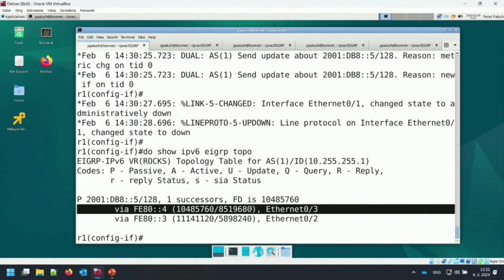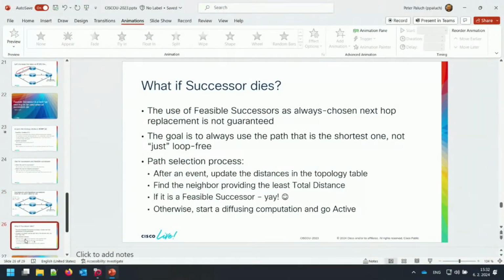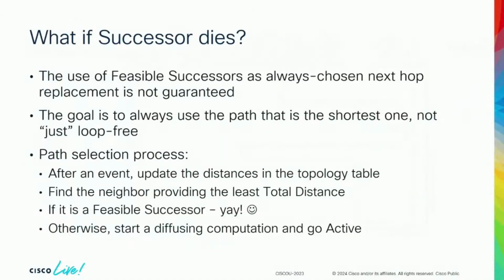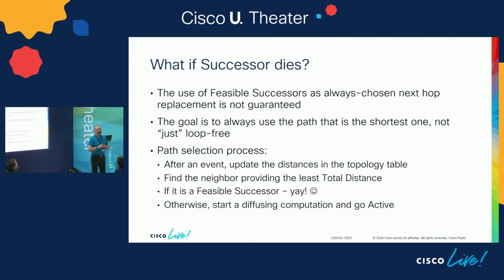So the whole logic that EIGRP does, to come to the closing slide, since we're running out of time: the goal EIGRP has is to always make loop-free decisions. Whenever something happens in the network, and this is really simple, first, update the distances in your topology table so that you know you're working with up-to-date numbers. Then, find out the neighbor who provides the least distance to the destination. Easy. And only then verify if that neighbor is a feasible successor. If it is, yay. If not, go active and ask.